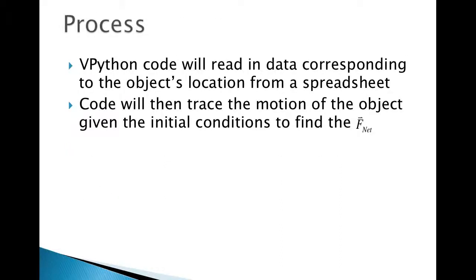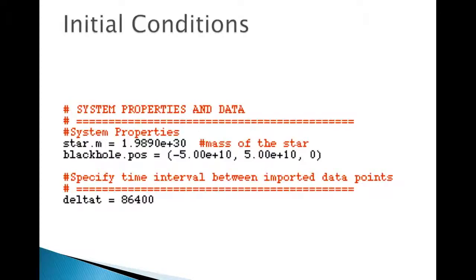So the whole process is that the VPython code will read in data corresponding to the object's location from a spreadsheet. Then the code will trace the motion of the object, given the initial conditions, to find the net force.